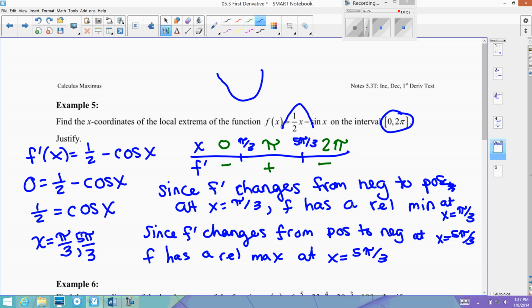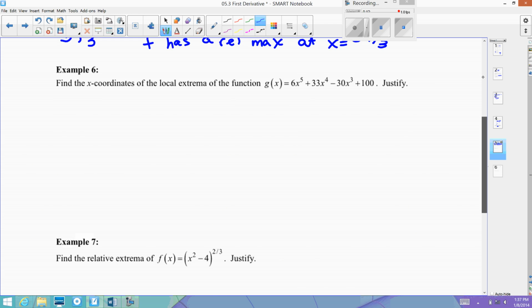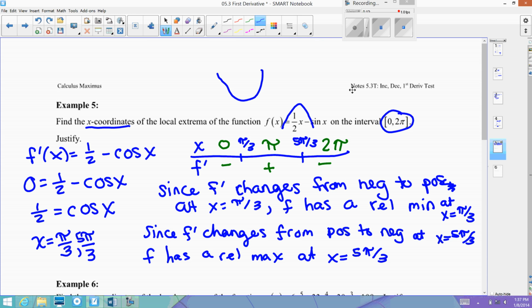If you needed to find that maximum value, all you would have to do is plug it into your function. But for right now, we're just looking at the x coordinates. We'll continue on with these examples tomorrow. All right, but for now, I want you to go ahead and start working on a few problems from this section.